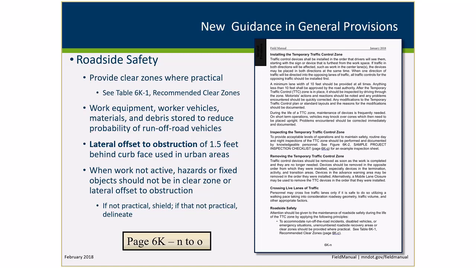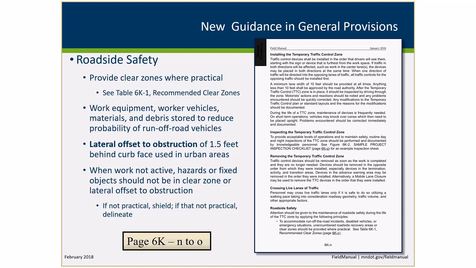Now, in urban areas, it's going to be very difficult to meet the clear zone distance table that we have, Table 6K-1. So we took something from State Aid that talks about lateral offset to obstruction. If you've got an urban area that has curb, a lateral offset to obstruction of 1.5 feet is what you should try to achieve for a clear area. It's not called a clear zone necessarily, but a lateral offset to obstruction is what you should try to achieve if you've got work going on.